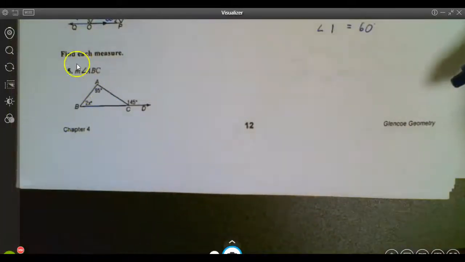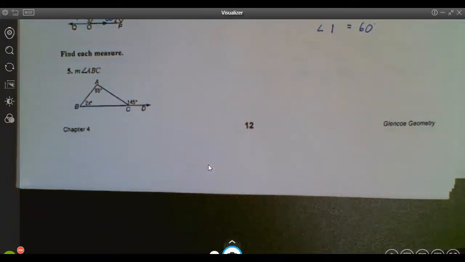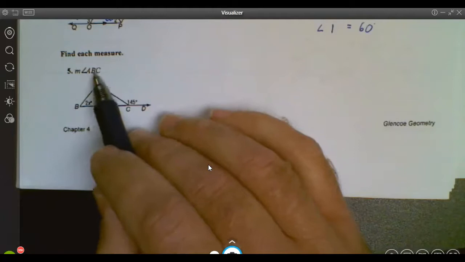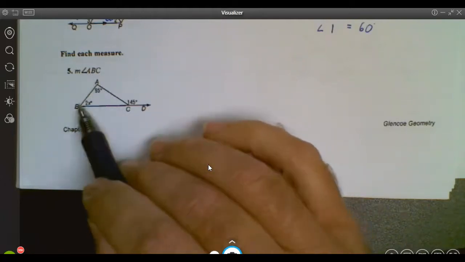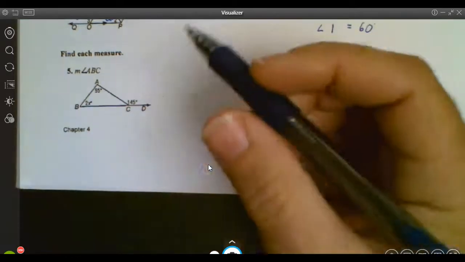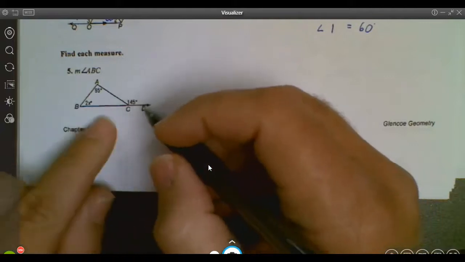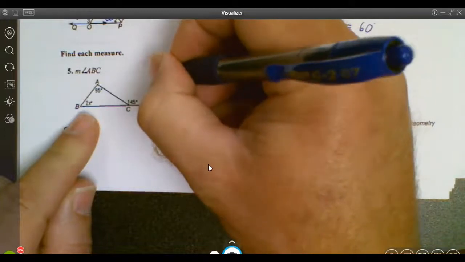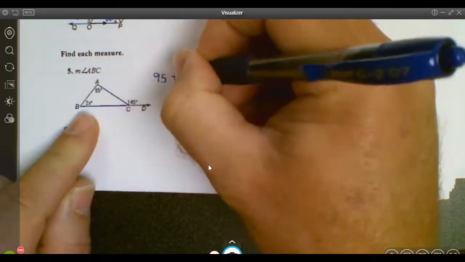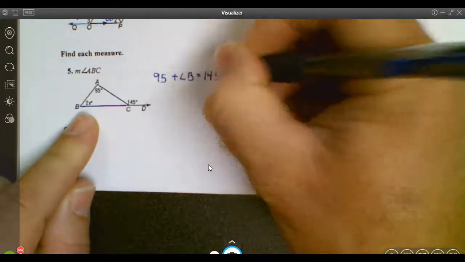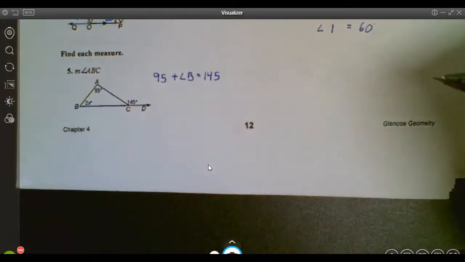Again, guys, if you're taking your own notes, copy this diagram down before you do the problem. So as far as the measure of ABC is concerned, that means they want the measure of angle B, right? ABC means we are looking at A to B to C, so the one in the middle is always the angle that we are finding. So as I look at this, a couple things we're going to need to do here. One is, we know that my 95 plus angle B is equal to 145. Right? That is the exterior angle theorem.